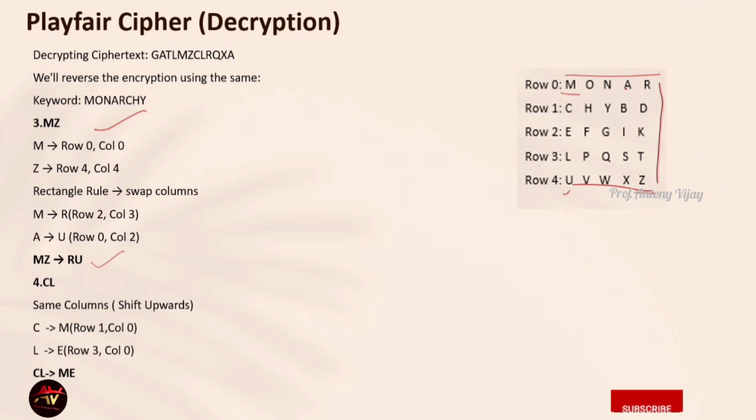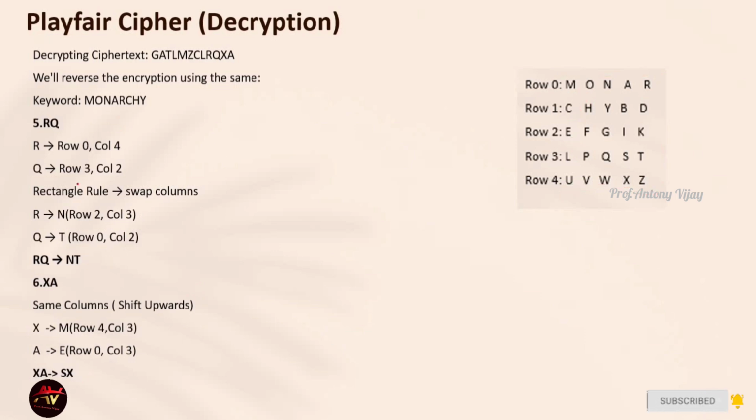Then CL. This is the decryption process, so you have to reverse. Previously we used down, but here you have to use upwards. So instead of C, you use upwards, that is M. And for L, you use upwards, that is E. So now it is ME.